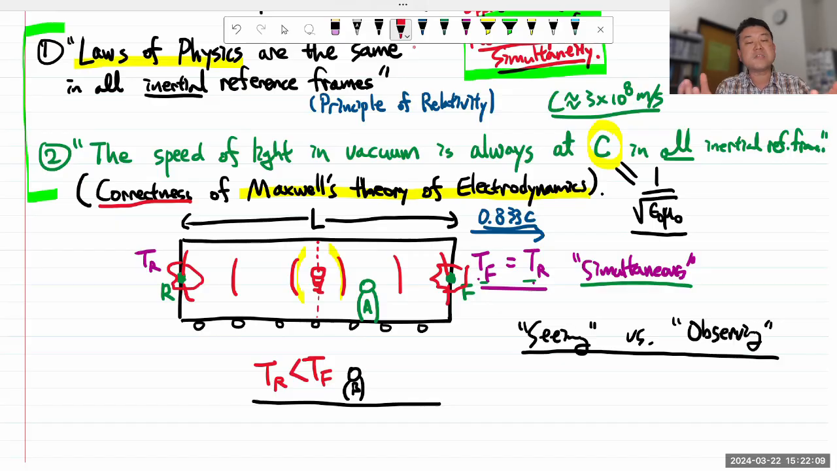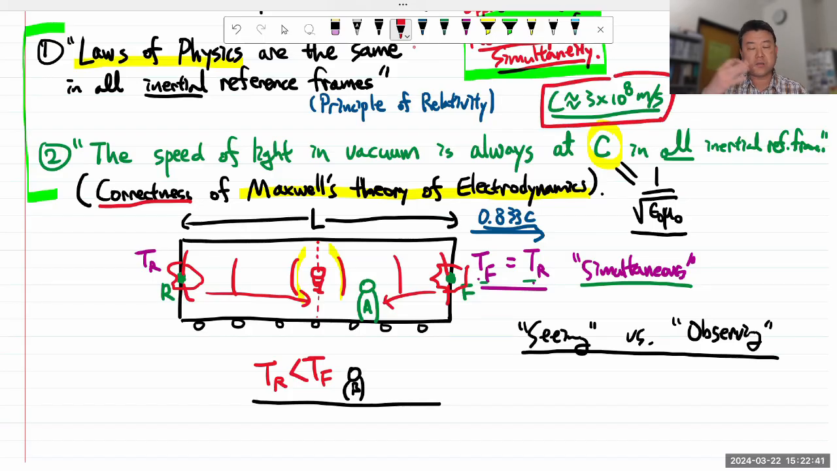But Alice is smart. She's not stupid. She knows that she's closer to the front than the rear. So she knows that when she sees this event happening before, that's happening because she's closer to it. She knows that when she sees this event happening later, it's because there's a travel time for the signal. That's why she's seeing that later. So because Alice is smart and aware of light's finite propagation time, she makes those corrections.